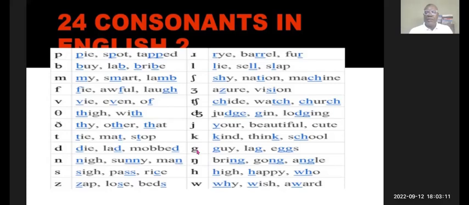G, as in guy, lag, eggs. Ng, as in bring, gong, and angle. H, as in high, happy, and who. W, as in why, wish, and award. So these are the 24 consonant sounds, and we have looked at the English words in which they occur.